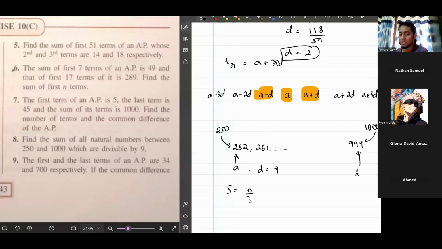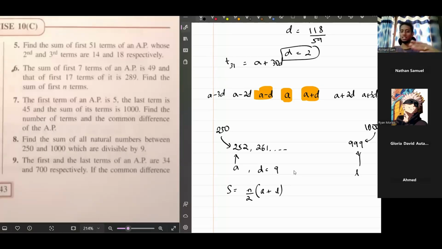A plus L, because we have A and we have L. We don't have the difference. Oh, we have the difference also. So we can use that formula also, the difference formula. Both formulas, any one we can use. Is that clear? What happened?